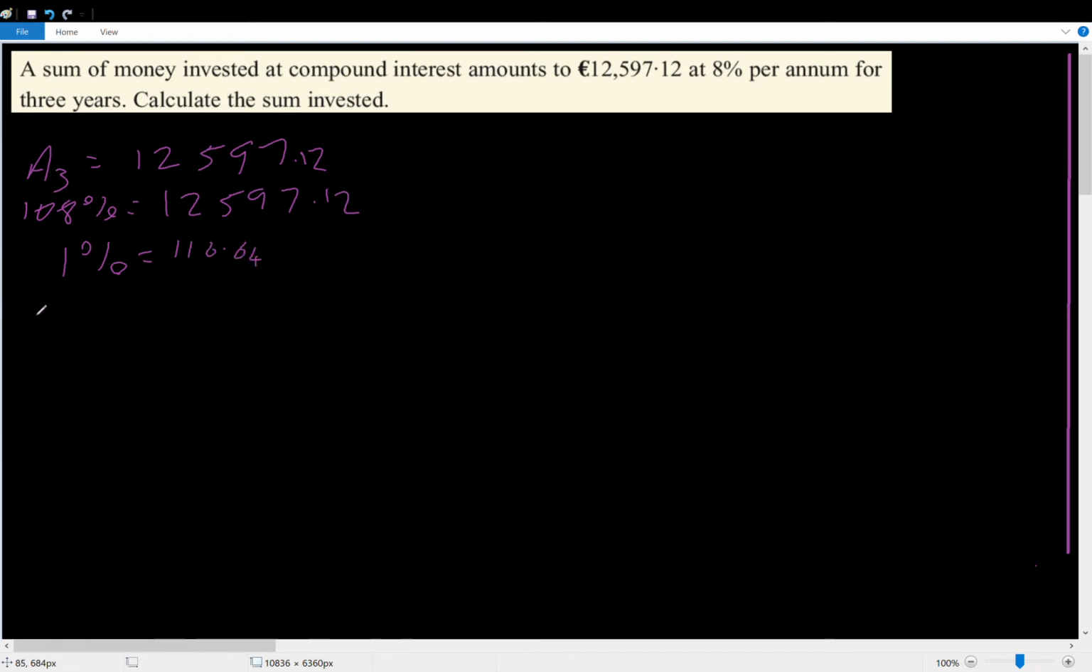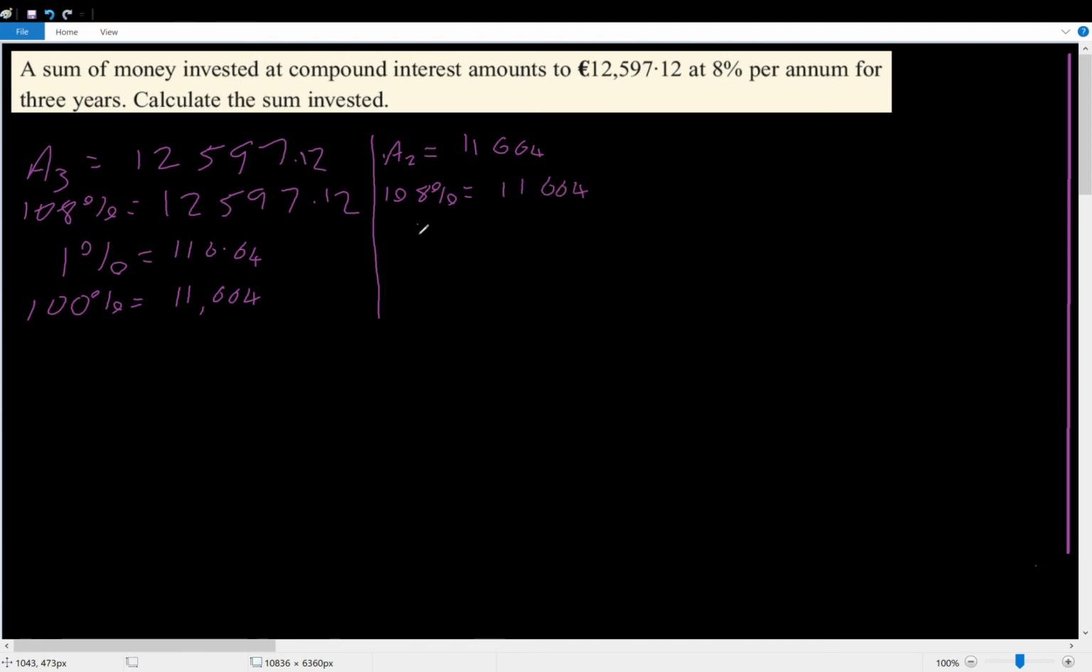And then we work our way up to 100%. And that's going to be 11,664. So that is our amount at the start of year 3, which means it was our amount at the end of year 2. So our A2 is 11,664.